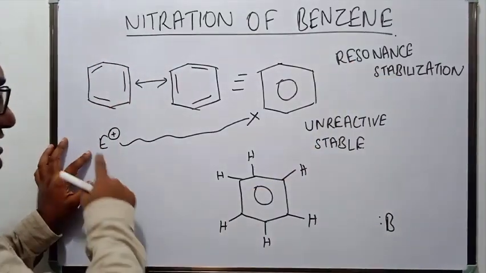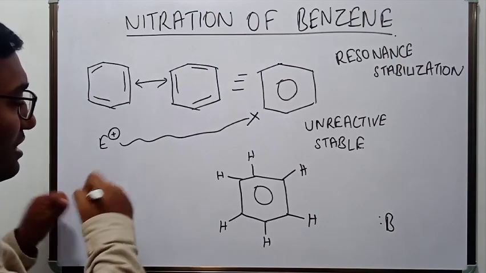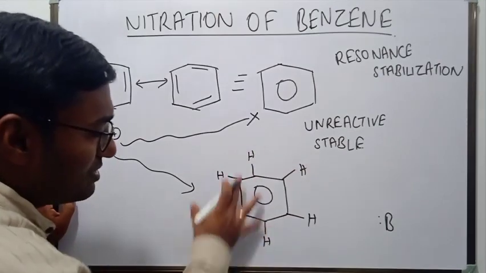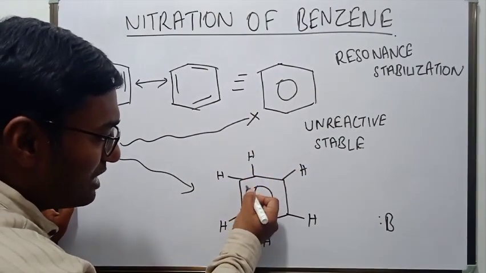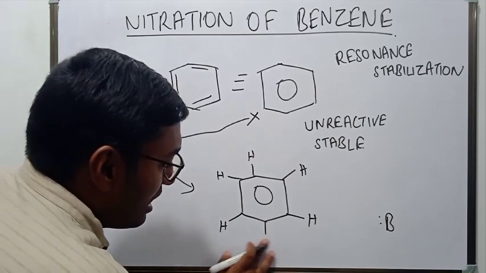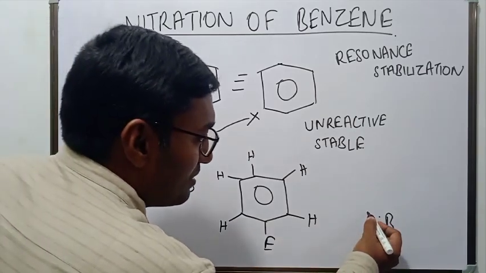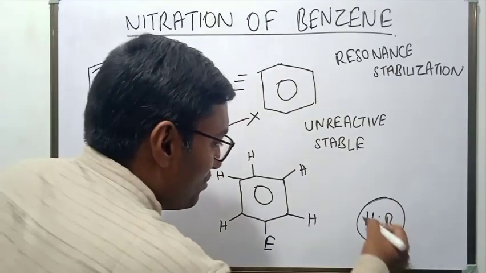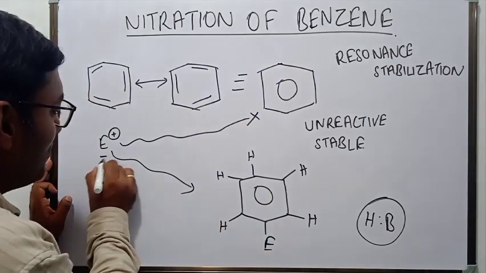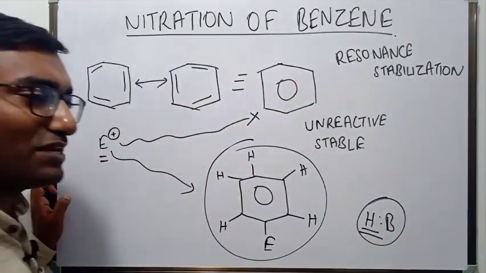What option then does the electrophile have? It has another option. It can replace one of the hydrogens of the benzene ring. Each carbon has one hydrogen. It can replace any of the hydrogens and fix here, while the hydrogen goes with the base. So this benzene undergoes electrophilic aromatic substitution reaction.